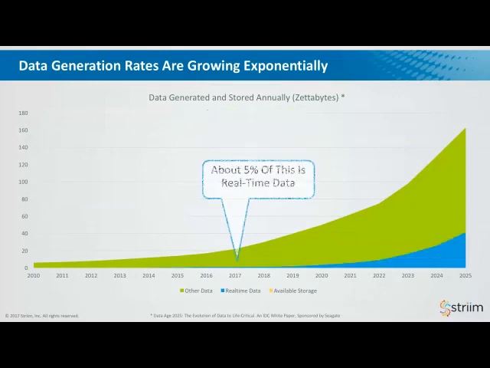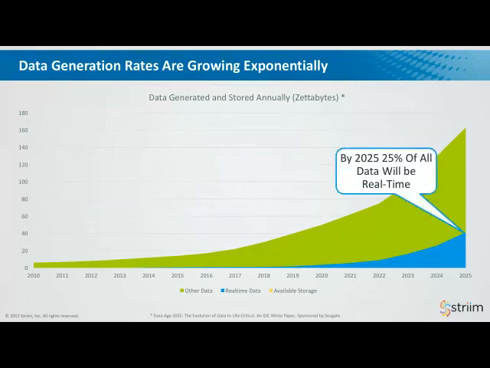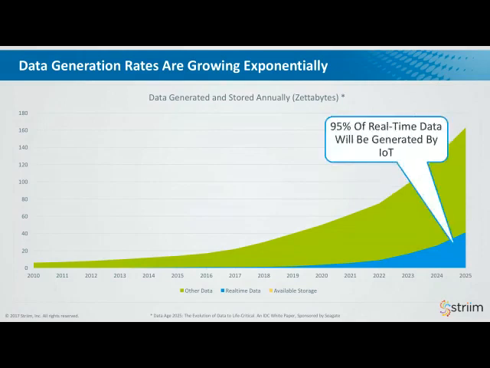Now, of that data, today around 5% of it is generated and needs to be dealt with in real time, immediately. By 2025, they're estimating that 25% of all data generated will be real-time in nature. So it'll be generated and have to be dealt with in real time. And of that, 95% of it will be generated by IoT.